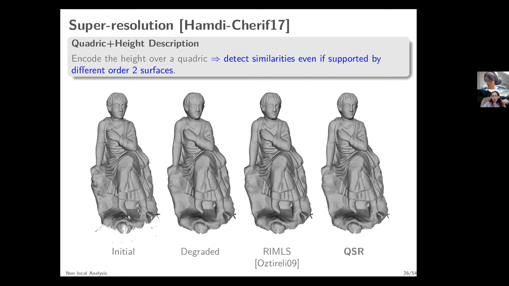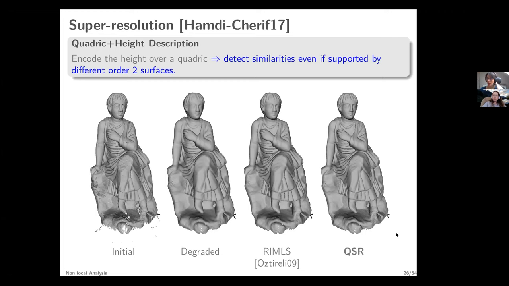So here are the kind of results you get. You take the initial shape, you degrade it by first blurring and then subsampling, and then you try to apply quadric super resolution, and you compare it to robust iterative moving least squares, for example, which is a pretty efficient upsampling method. And you see that the kind of results you get is much more precise.